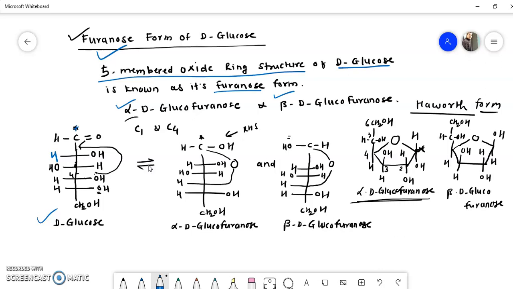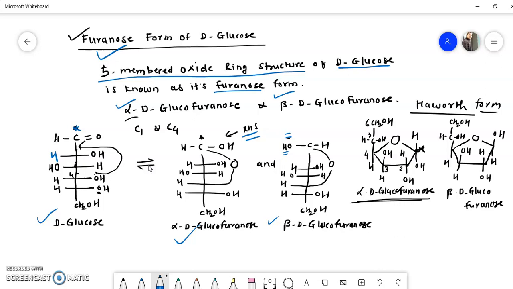Now this resulting carbon will become the anomeric carbon. Okay, so if the resulting OH is on right hand side of this anomeric carbon, such a structure will be called alpha D-glucofuranose. If the resulting OH group is on left hand side, then the resulting structure is known as beta D-glucofuranose. So these are the oxide ring structures or furanose forms of D-glucose in Fischer projection. But actually by observing this, it doesn't look good, because the bond between C1 and C4 is not properly oriented and looks strange. So the molecule is not well organized here.